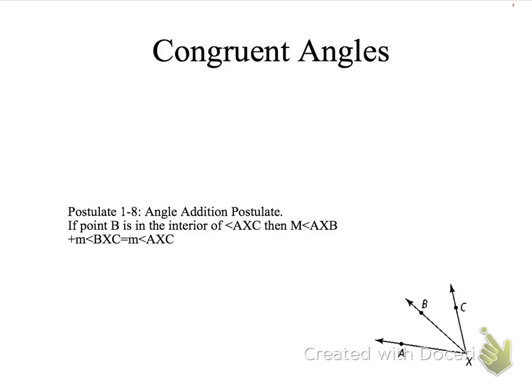Congruent angles. The angle addition postulate: if point B, this point right here, is in the interior of angle AXC, then the measure of angle AXB plus the measure of angle BXC, that other one, should equal the gigantic one. It's going to be kind of like when we were doing lines. If I bring these two angles and add them together, it's going to equal my big angle.